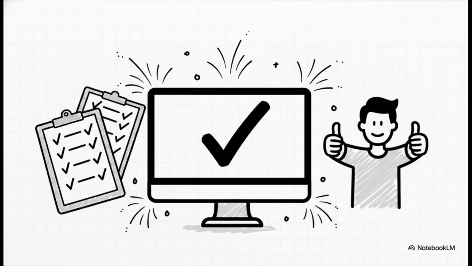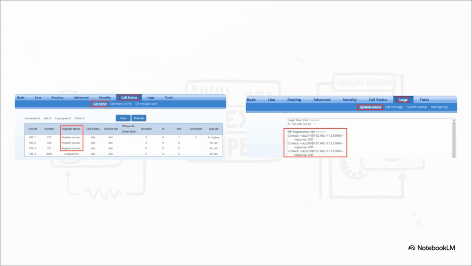All right, we've tackled the physical wiring, the bulk extensions, the analog integration, and the routing. Prepare yourselves for the absolute most satisfying part of any IT admin's day, verifying that it actually worked. When you navigate to call status on the gateway, seeing those words register success across the board, that means your credentials matched perfectly.